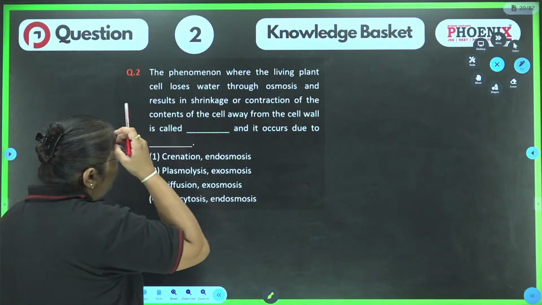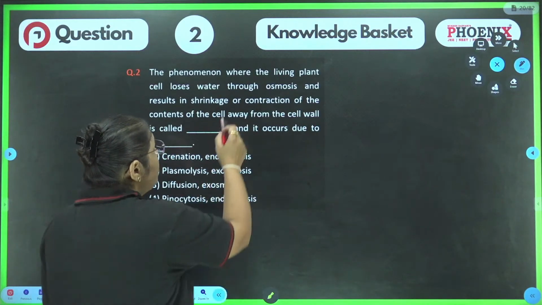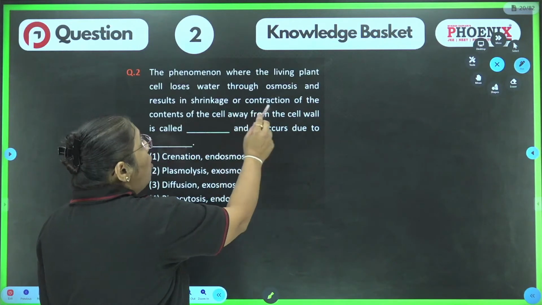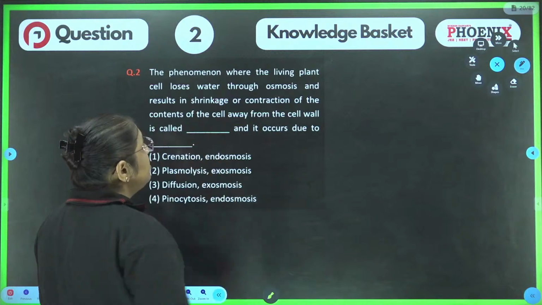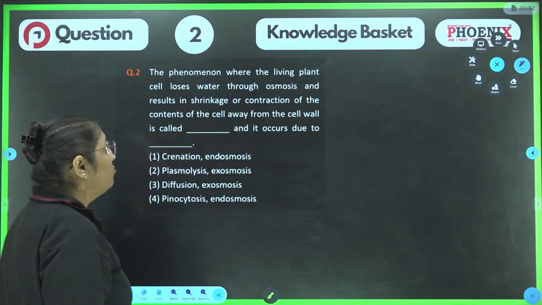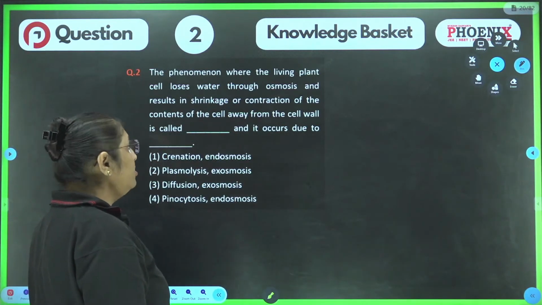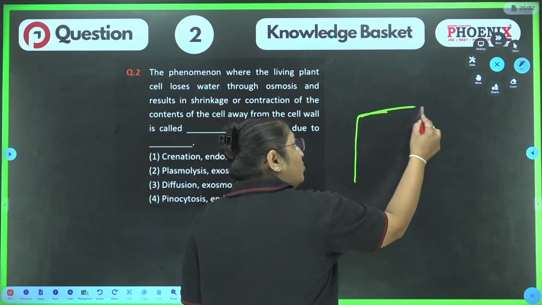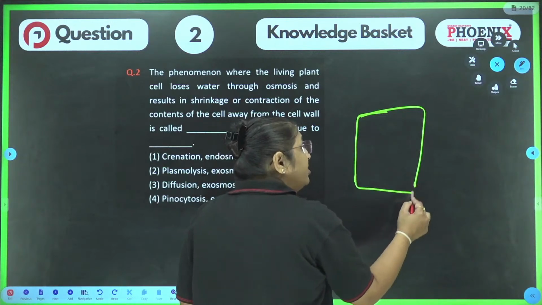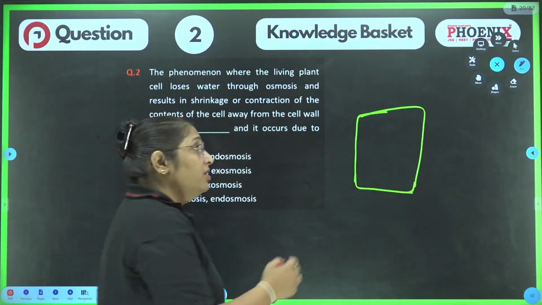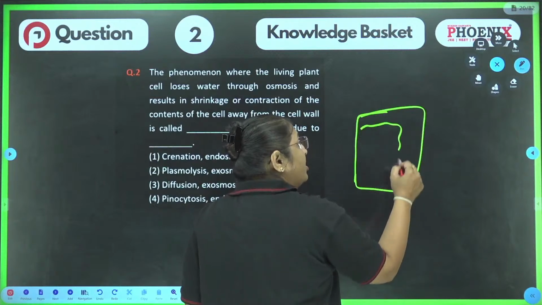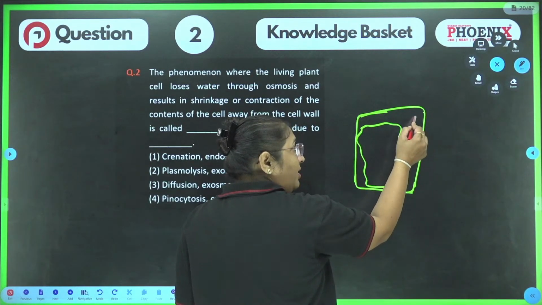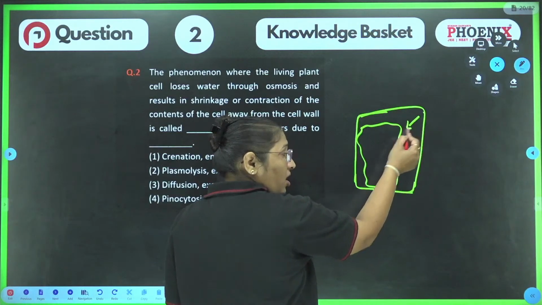The phenomenon where the living plant cell loses water through osmosis and results in shrinkage or contraction of the contents of the cell away from the cell wall is called dash, and it occurs due to dash. We studied plasmolysis: what is plasmolysis? It is the shrinkage of the plasma membrane, which moves away from the cell wall.